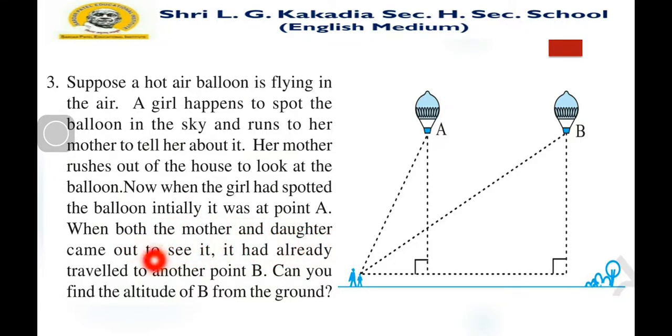Can you find the altitude of B from the ground, meaning the height at which the balloon is flying? Or you can also find the speed of the balloon. It is also possible with the help of trigonometry. How, that we are going to discuss here.